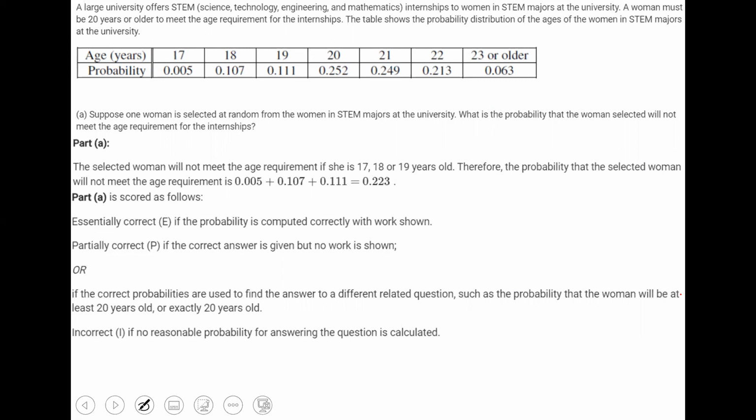A, suppose one woman is selected at random from the women in STEM majors at the university. What is the probability that the woman selected will not meet the age requirement for the internship? Well, the age requirement was 20 or older. So it's anyone that is not 20, so anyone of age 17, 18, and 19. So you just add up these probabilities and you get 22.3%.